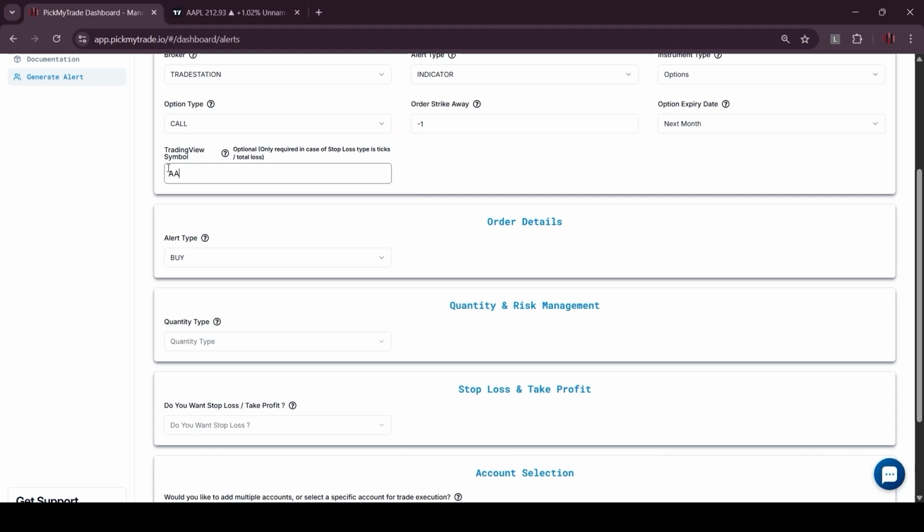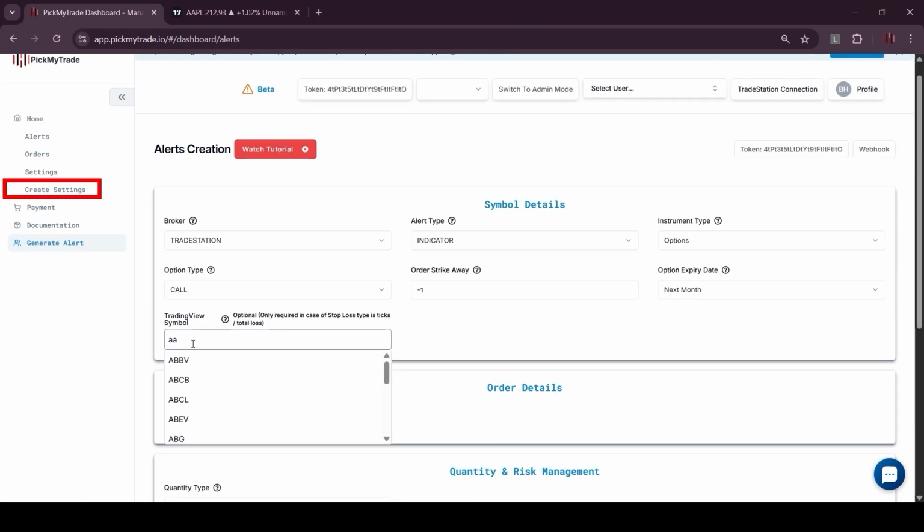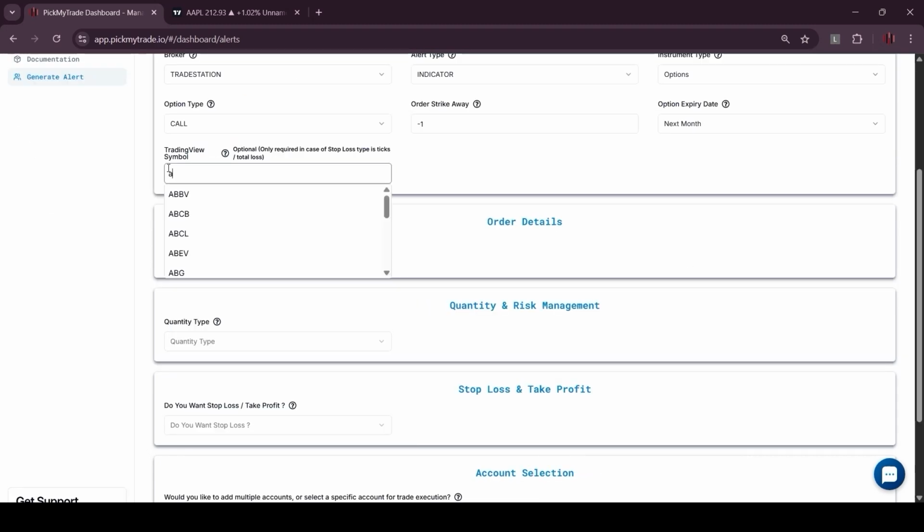So one thing to remember here is, if you are putting any symbol here, and if it is not appearing in the drop-down, it means it is not mapped. You have to go and create settings and then map the symbol. And you have to map it manually.